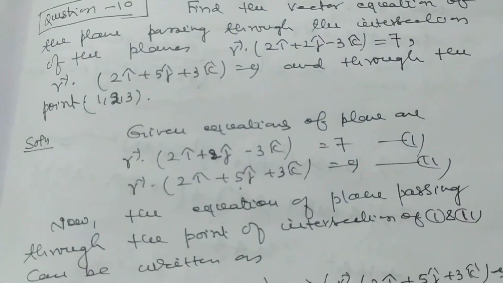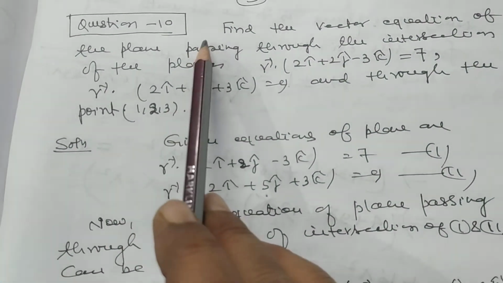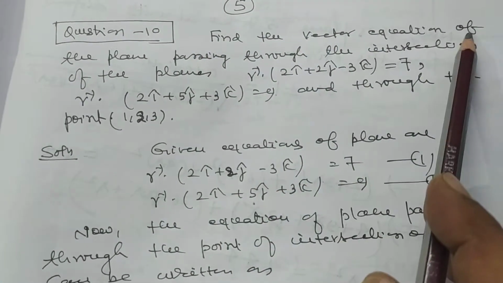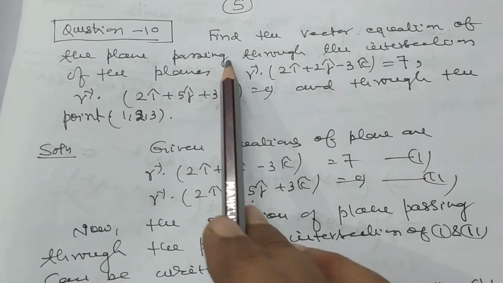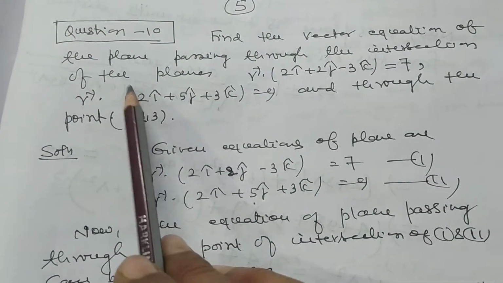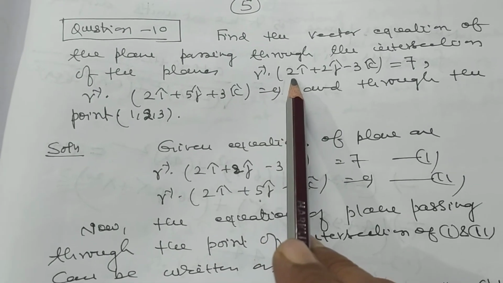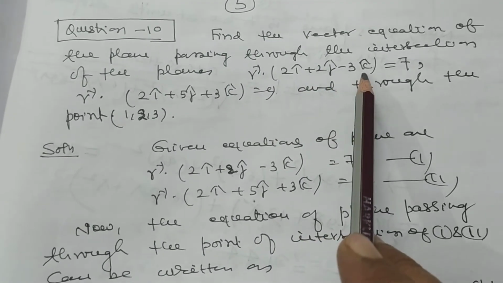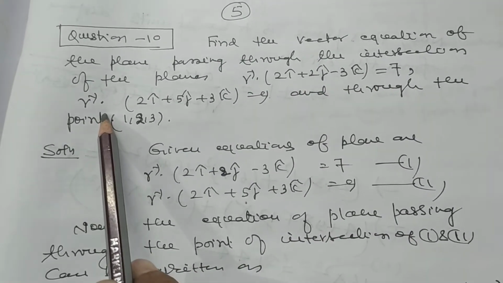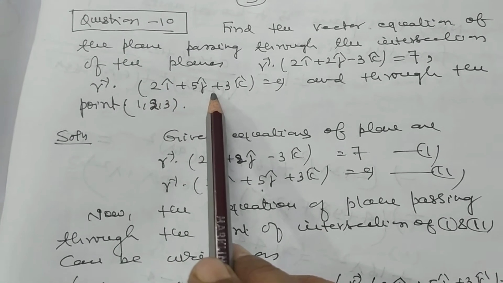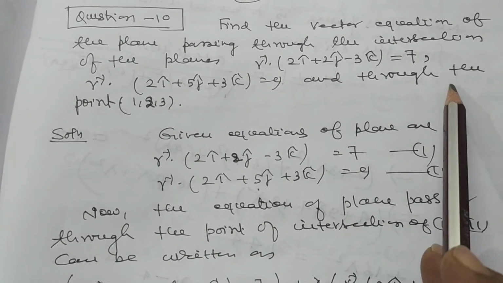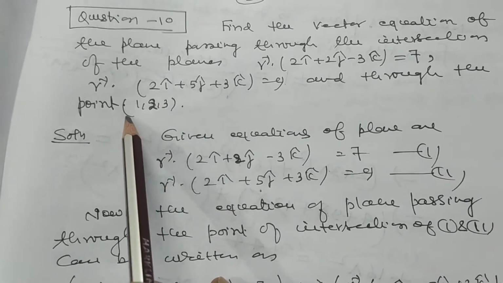I want to discuss some more important problems. Find the vector equation of the plane passing through the intersection of the planes vector r dot product with 2i plus 2j minus 3k is equal to 7, vector r dot product with 2i plus 5j plus 3k is equal to 9, and through the point 1, 2, 3.